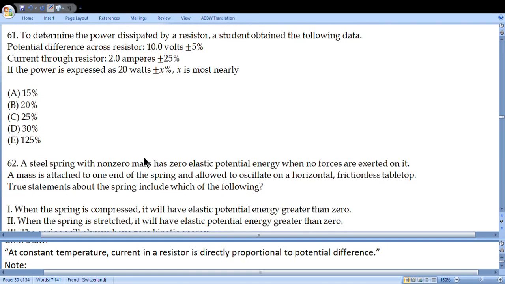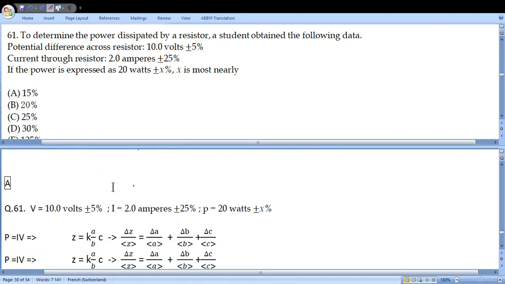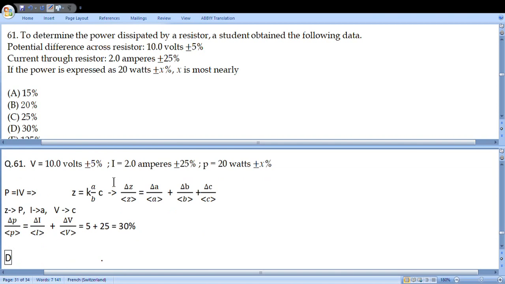61. To determine the power dissipated by a resistor, a student obtains the following data: potential difference across the resistor 10 volt plus or minus 5%, current through the resistor 2 amperes plus or minus 25%. If the power is expressed as 20 watts plus or minus x, x is most nearly. So this is the information given.